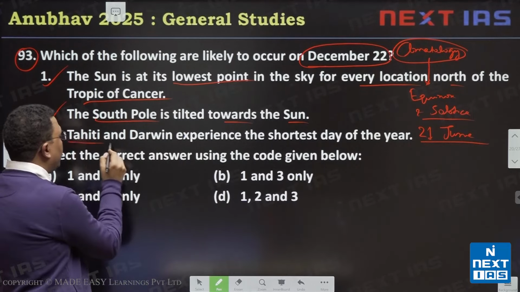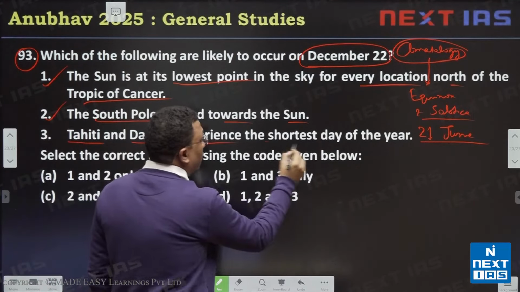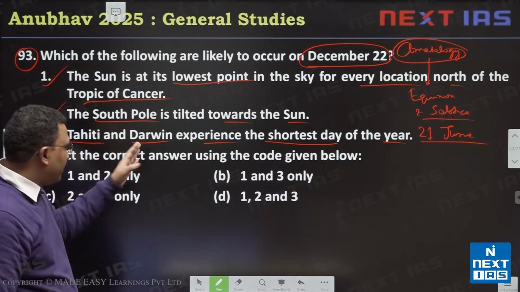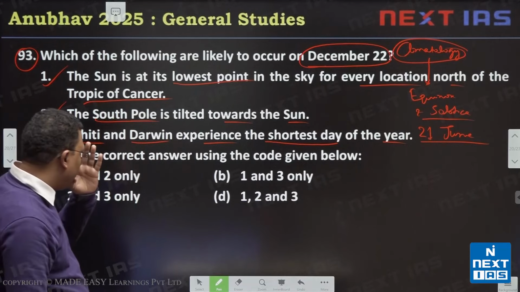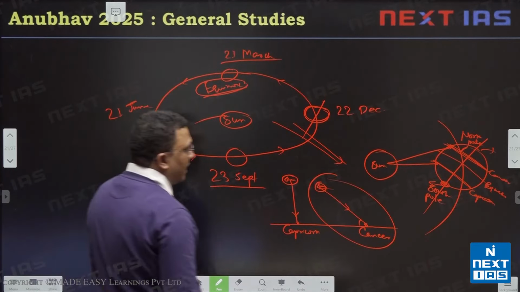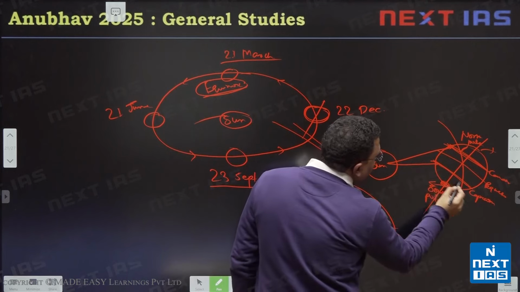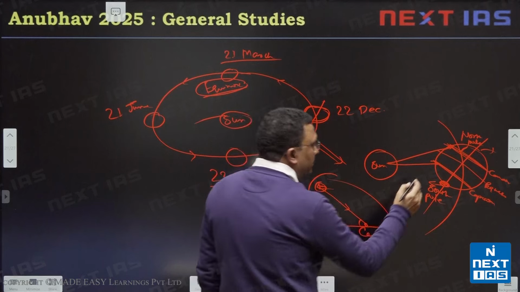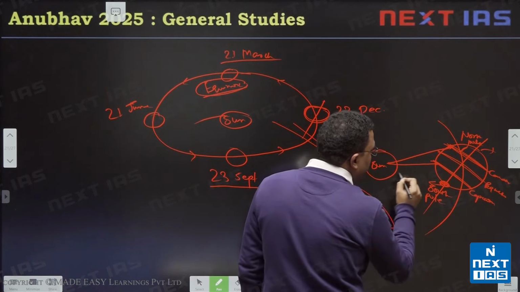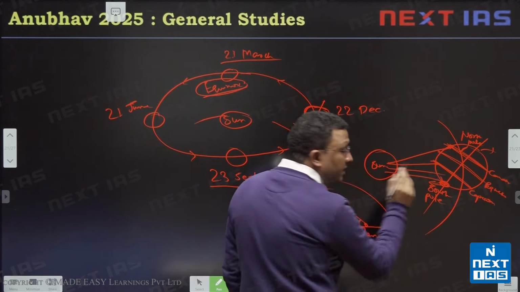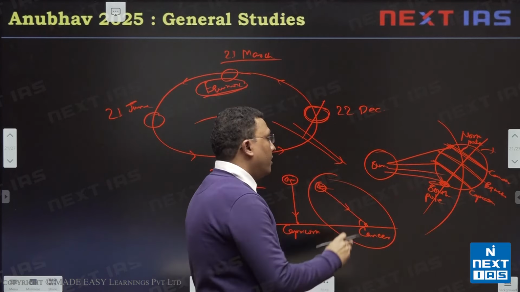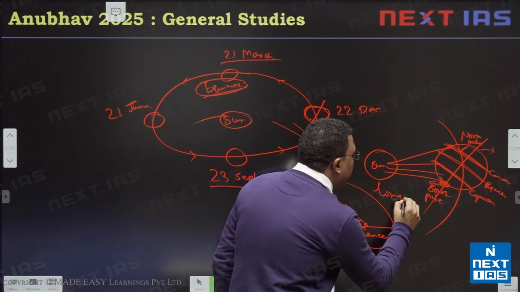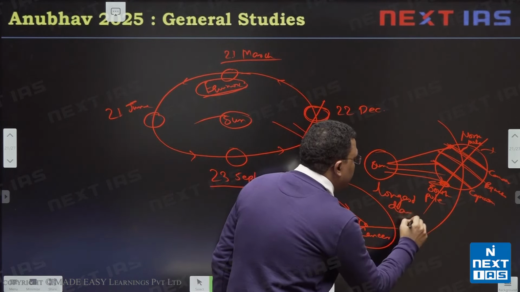Third statement, Tahiti and Darwin experience the shortest day of the year. This is not correct, and though this statement looks very tough, it is actually not. If you see, the South Pole is tilted towards Sun on 22nd December, that means all the places in southern hemisphere will get maximum sunlight on this date, right? So on this date, all the places in southern hemisphere will have longest day of year, right?